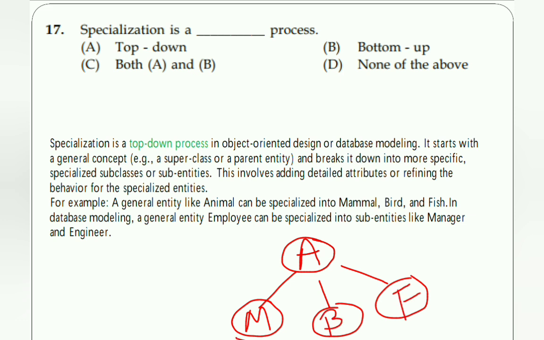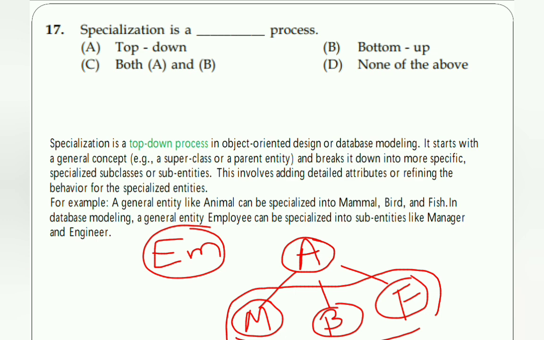So all these entities are a part of the animals. So these are all animals, right? In database modeling, a general entity employee can be specialized into sub-entities like manager and engineer. Similarly, an employee can be divided into sub-entities like a manager and an engineer. Okay. So specialization is a top-down process, whereas the generalization is a bottom-up process. So these are having the contrast process, right? The answer is a top-down process.